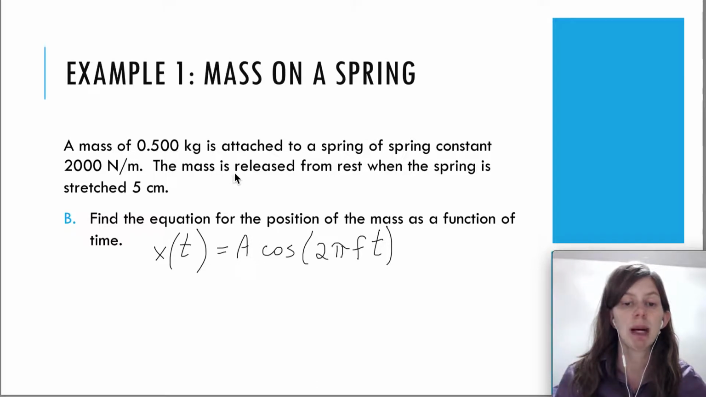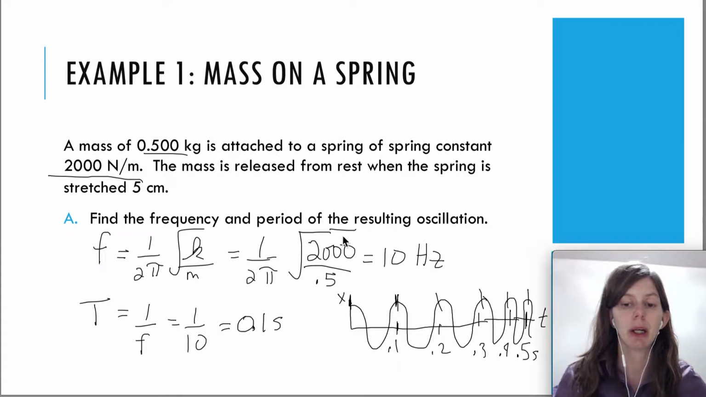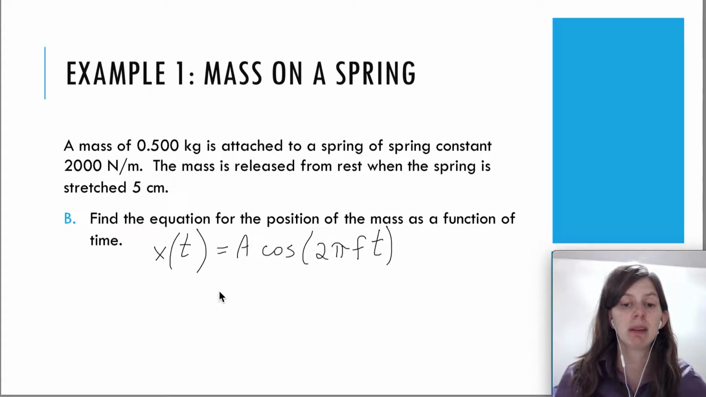And it says that the mass is released from rest when the spring is stretched 5 centimeters. So if we go back to our picture here, this is when we started the motion, when the mass was over here. So that means that this distance from here to this equilibrium position is 5 centimeters. 5 centimeters can also be written as 0.05 meters. So that means that the amplitude is 0.05 meters.